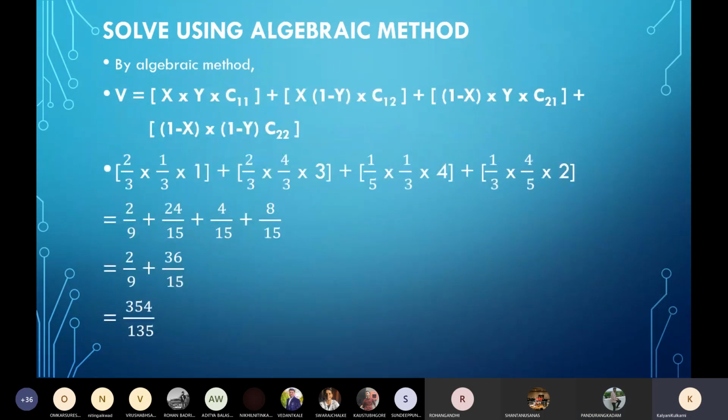Now go for value of game. So it is x into y into C11 plus x into 1 minus y into C12 plus 1 minus x into y into C21 plus 1 minus x into 1 minus y into C22. Simply substitute those values and you get value of game as 354 upon 135.